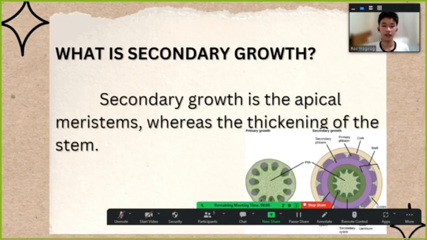What is secondary growth? Secondary growth is the apical meristems, whereas the thickening of the stem. So, to add more information, girth. Girth of the plant is the thickness or width of the stem, which is called the girth of the stem.